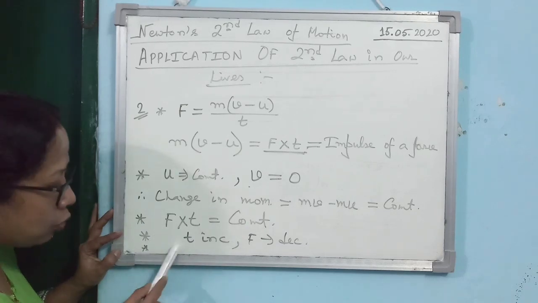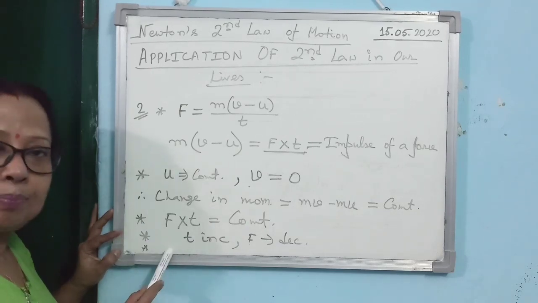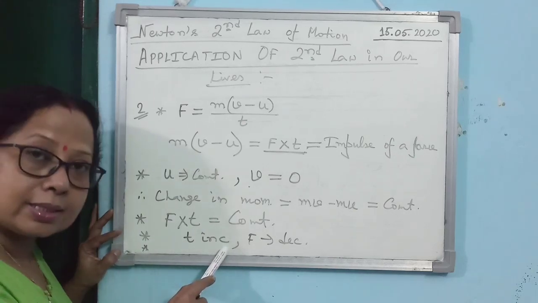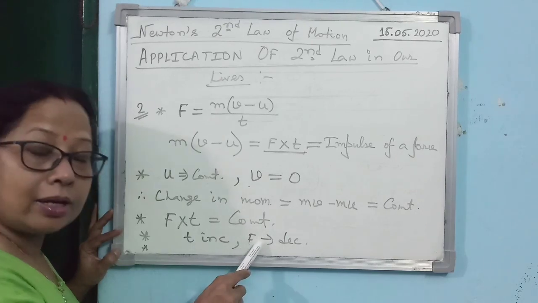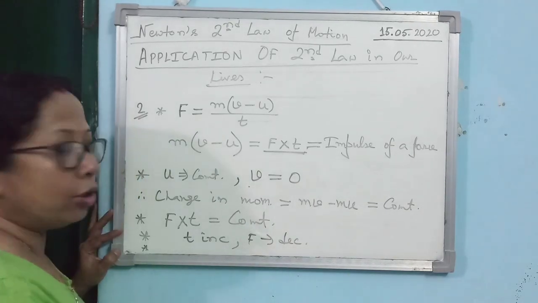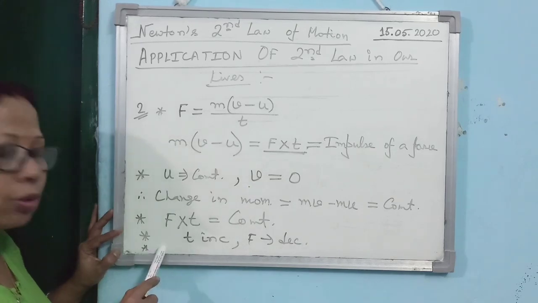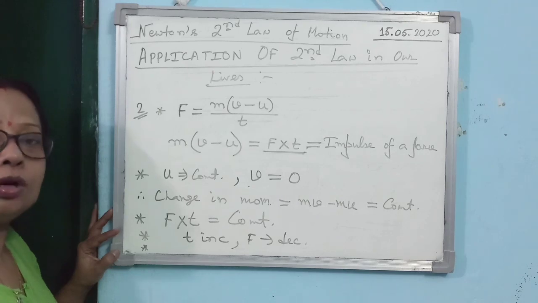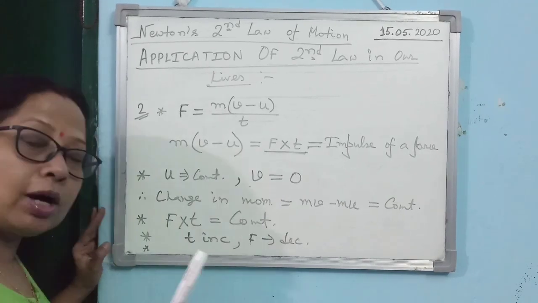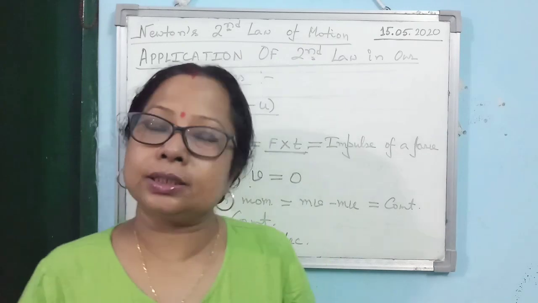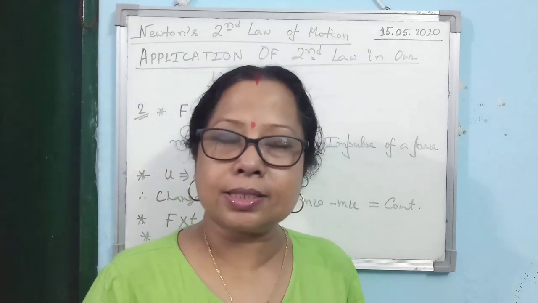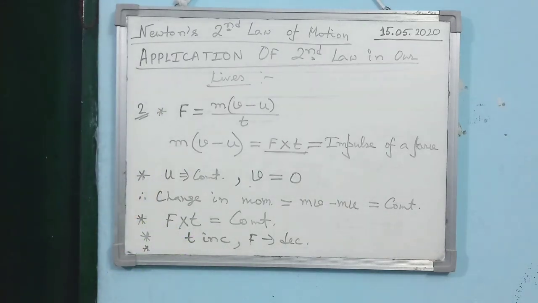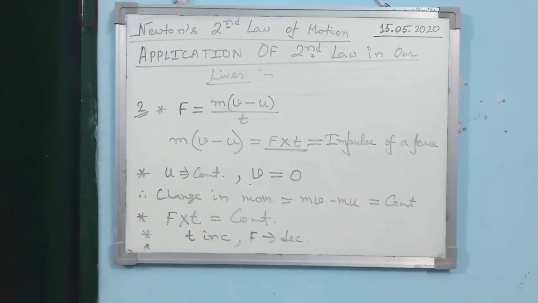Then here you have to modify it a little bit. When the player takes the jump on sand, then the time of interaction increases. So the force applied by the player on the floor decreases. Then next point, what do you write? Therefore, the floor, the sand, not the floor, the sand applies less force on the player and the player doesn't get hurt. Clear to everybody what I said? So these are the applications of the second law in our day-to-day life.